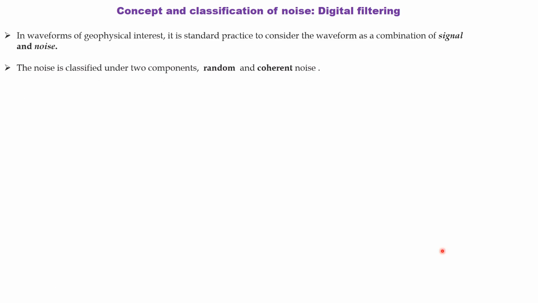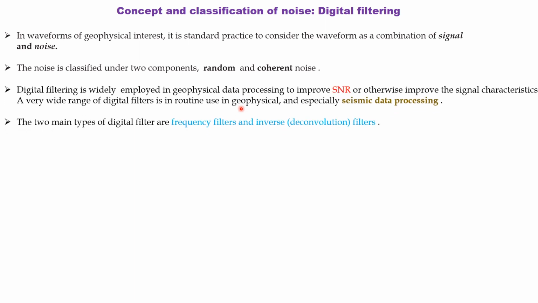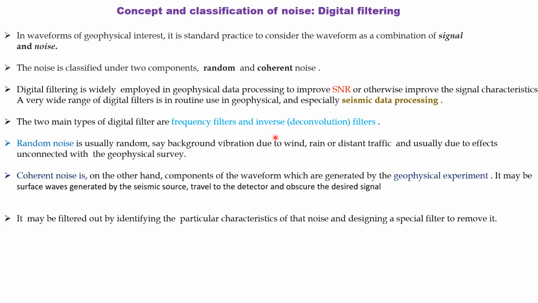Digital filtering. It is our standard practice to consider the waveform as a combination of signal and noise. The noise is classified under two components: random noise and coherent noise. Digital filtering is widely employed to improve the signal to noise ratio in geophysical, especially seismic, data processing. There are mainly two types of filters: the frequency filter and the inverse filter.